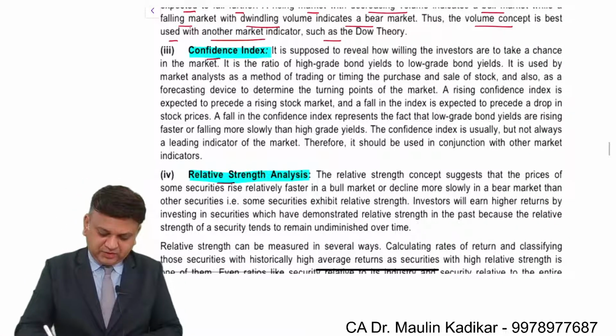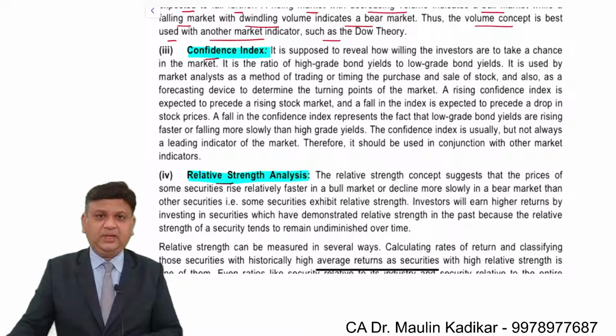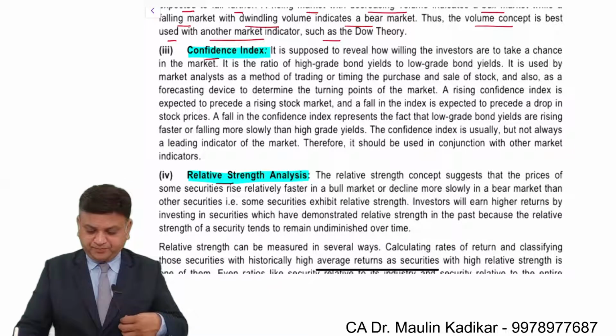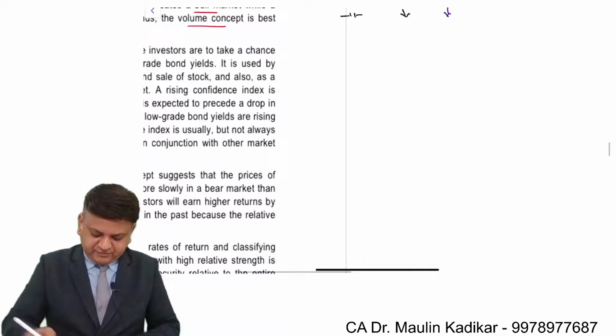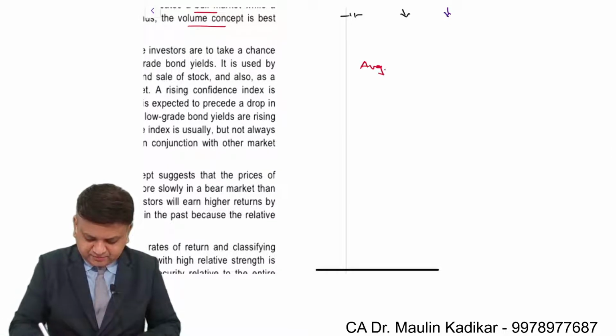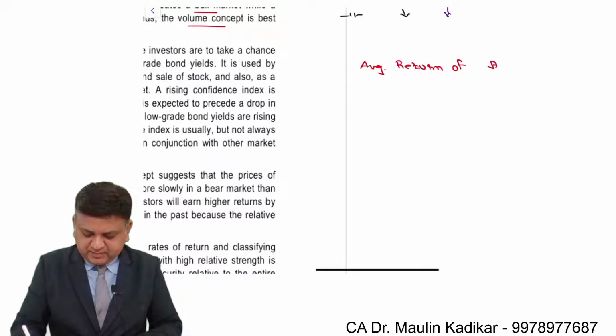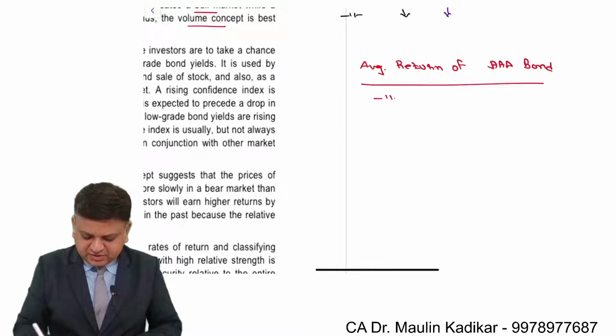Next, confidence index. Now the confidence index is something which is absolutely different. It deals with the returns of the debt bond, that is the debt security, and based on that the confidence index is calculated. So over here what we are doing is calculating the average return of, let us say, AAA bond, divided by the average return of, let us say, BBB bond.